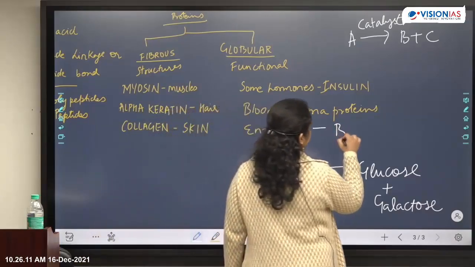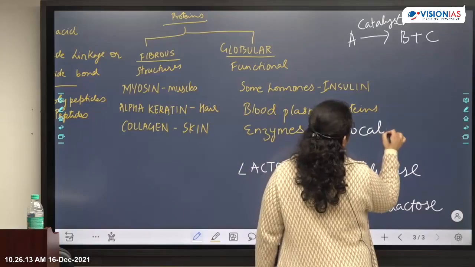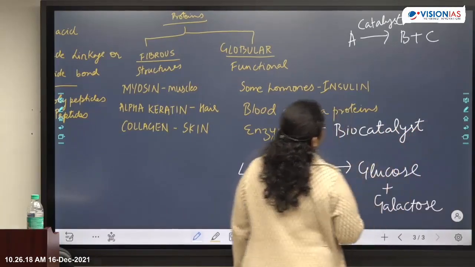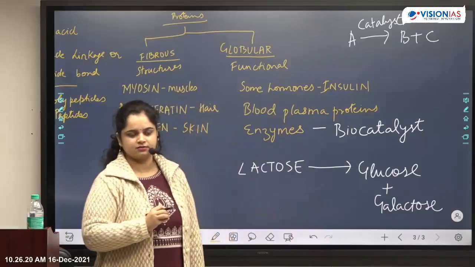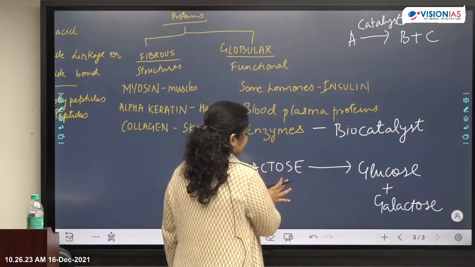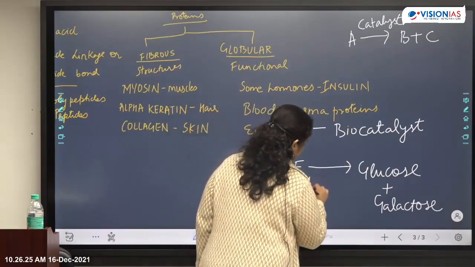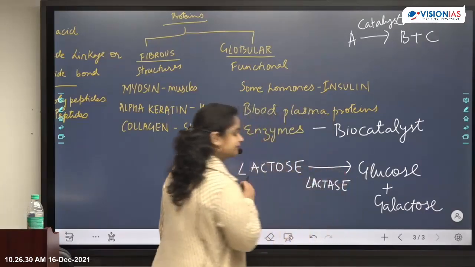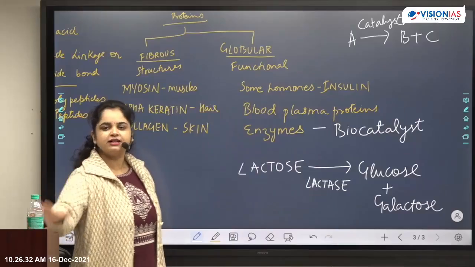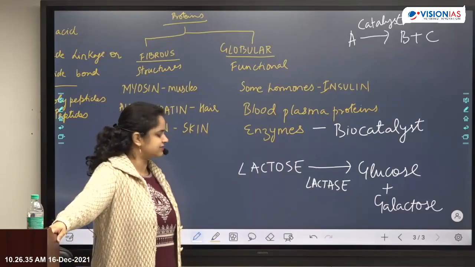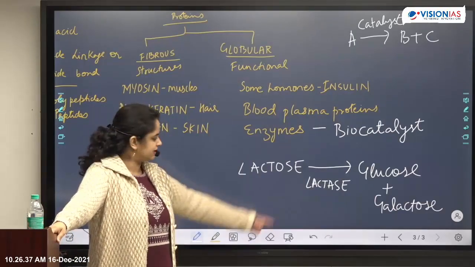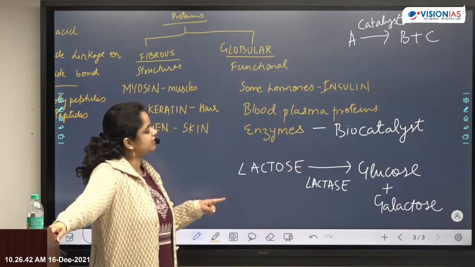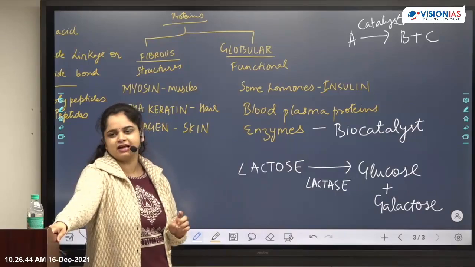Enzymes are the catalysts of the biological systems, so they are called biocatalysts. An enzyme which acts on lactose is called lactase. For everything which needs an enzyme, there is a specificity. Lactase will act on lactose. It will help in breaking down lactose into glucose and galactose.